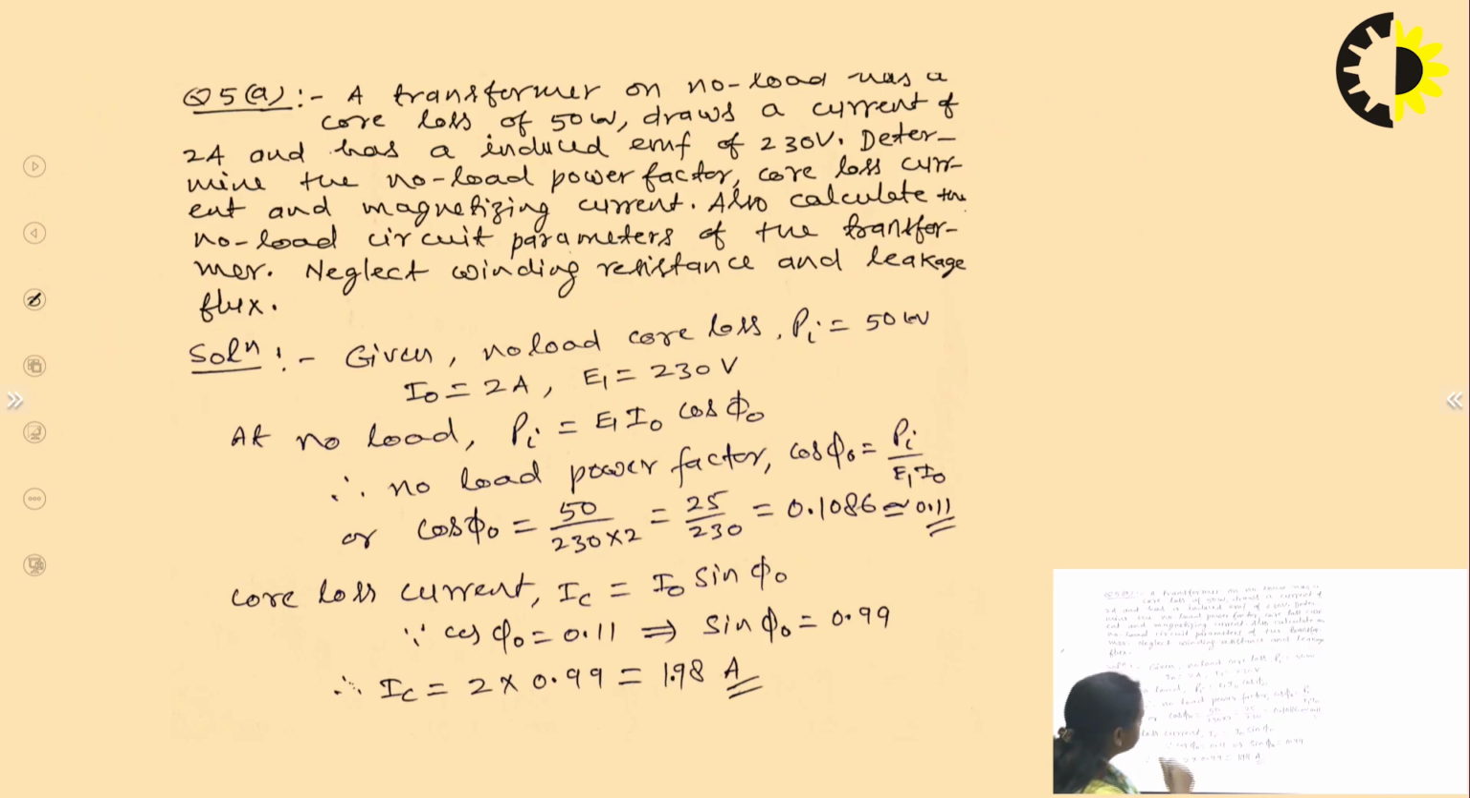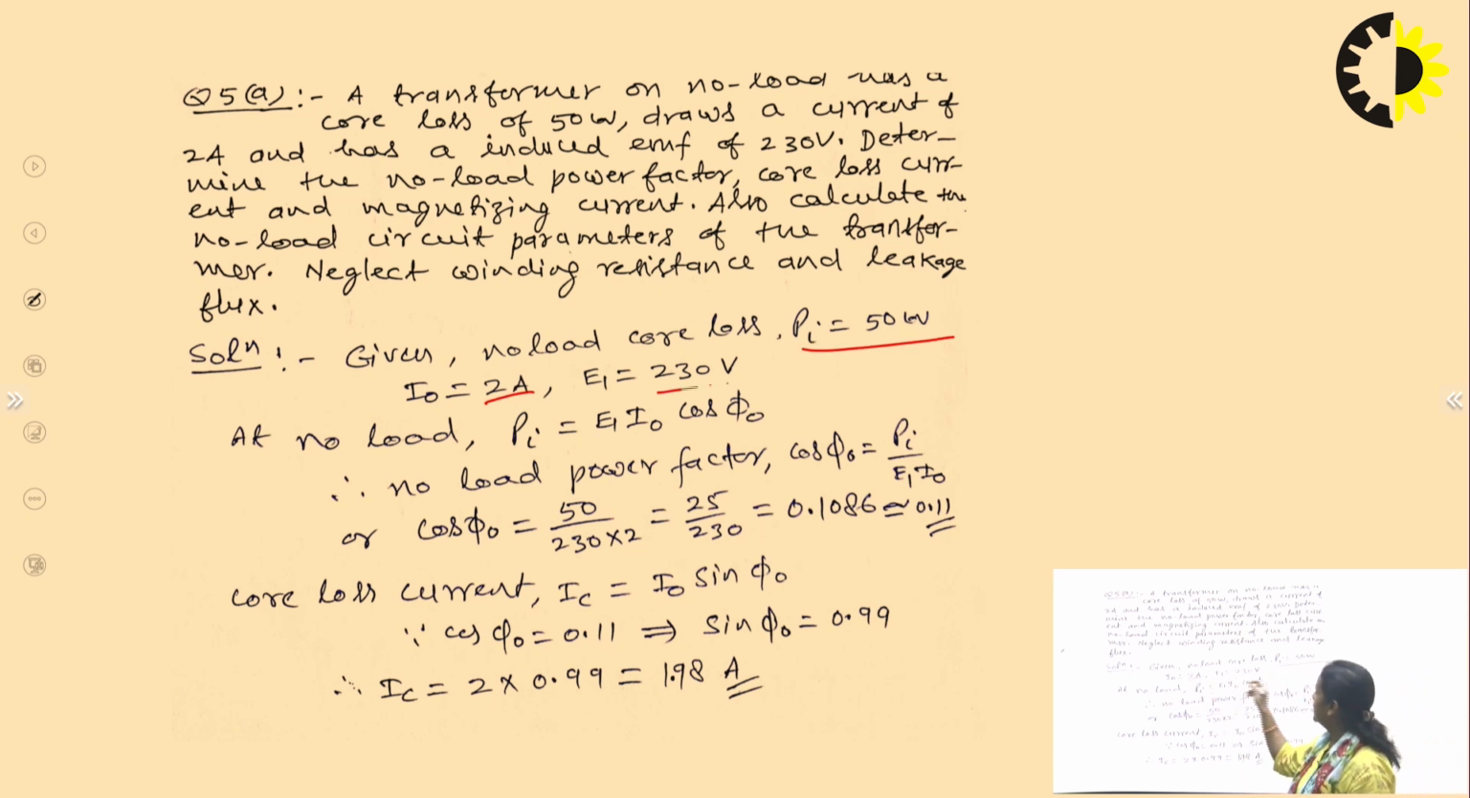Now the next question is: a transformer on no load has a core loss of 50 watt, draws a current of 2 ampere and has an induced EMF of 230 volt. Determine the no load power factor, core loss current and magnetizing current. Also calculate the no load circuit parameters of the transformer, neglecting winding resistance and leakage flux. So here the no load core loss is given as 50 watt, I naught is 2 ampere and E1 is 230 volt.